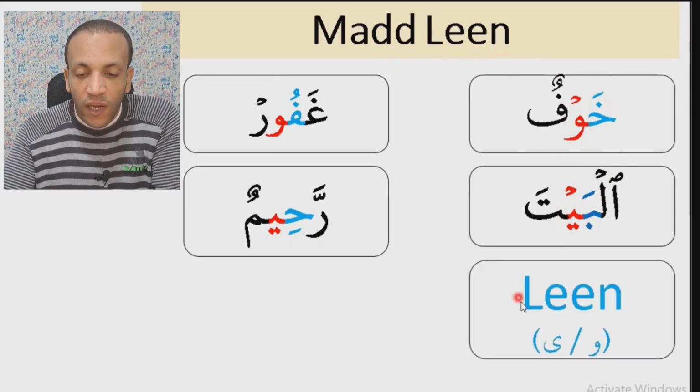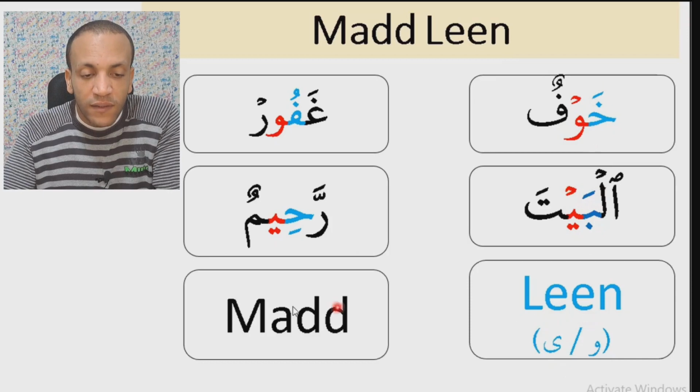So the letters of Leen are only the letter Waw and the letter Ya, but when they are preceded with the vowel Fatha. So the letter Waw here on your right is preceded by a letter with Fatha, so Waw here is a letter of Leen. Ya is a consonant letter preceded with the letter Ba with the vowel Fatha, so here it is a letter of Leen.